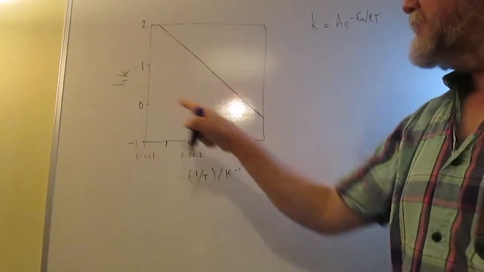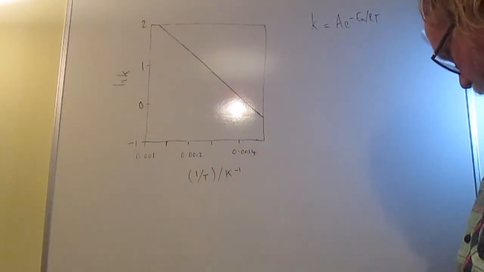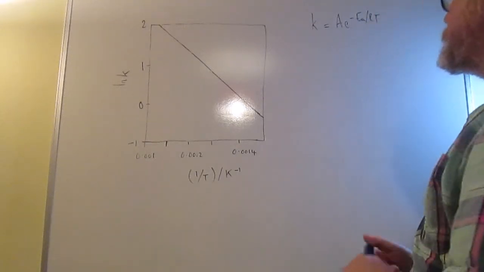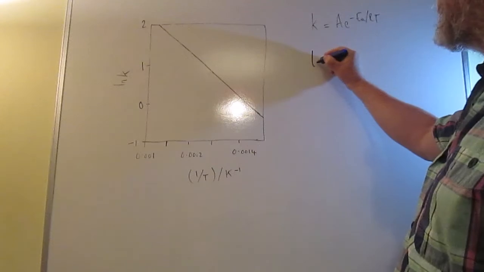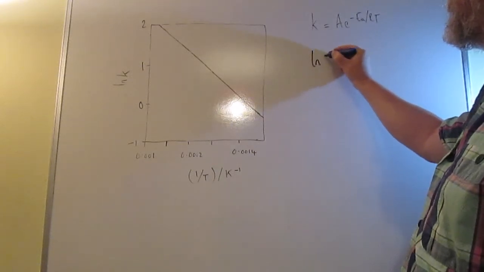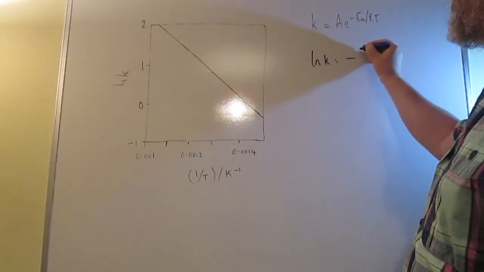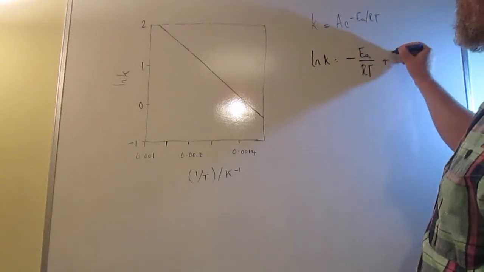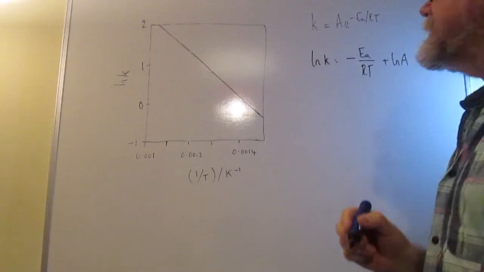If you have a natural log of k versus 1 over t graph, then the form to use is the logarithmic form, which is also on your data sheet, which looks like this, and it says log of k is equal to minus Ea over RT plus log A. So that's as it's written on the data sheet.